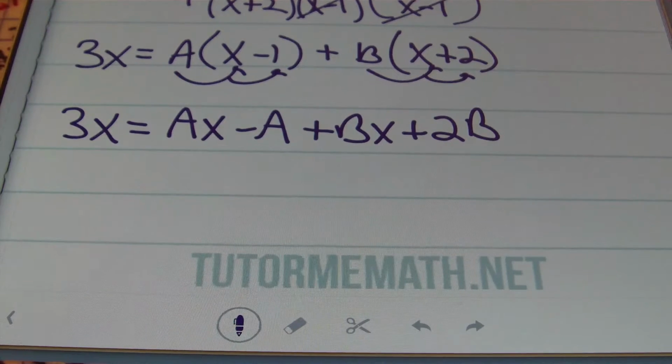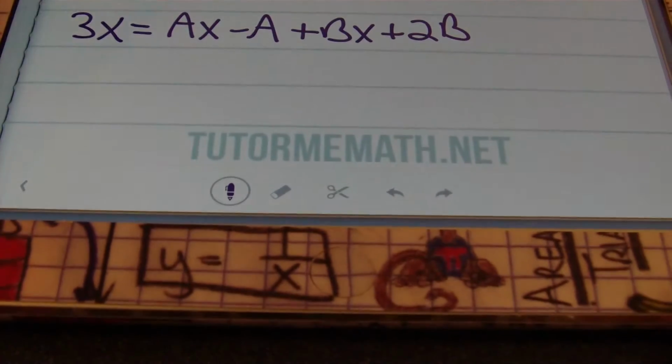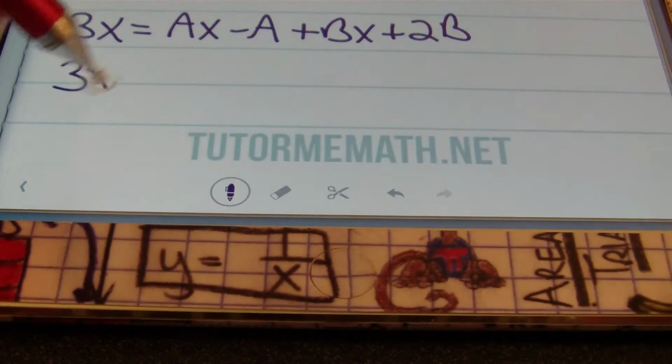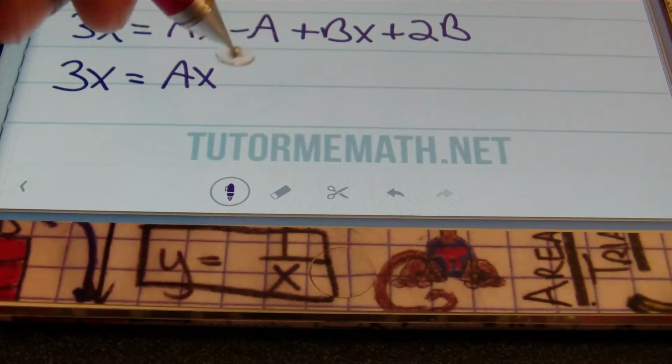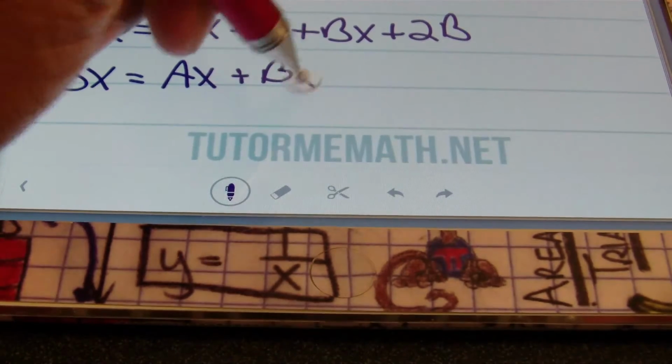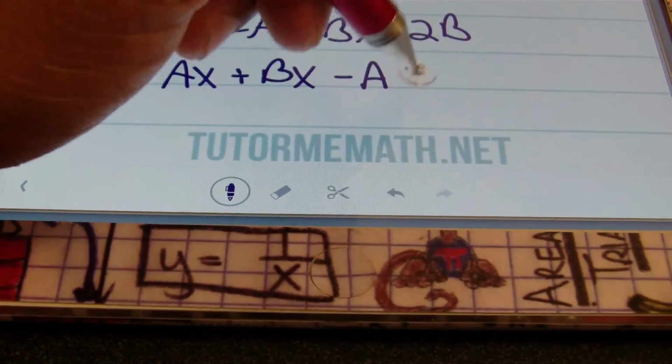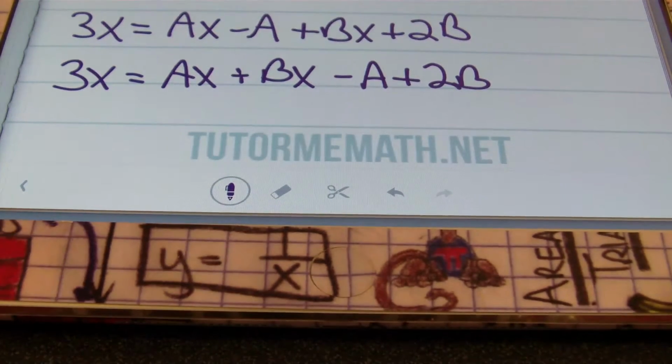So that being the case, ladies and gentlemen, what you want to do next is combine your x terms together as well as the constants together, and it'll look like this. I'll have 3x equals ax plus bx minus a plus 2b. All right, so that's what I have thus far. Let's go ahead and take this part to the next page.